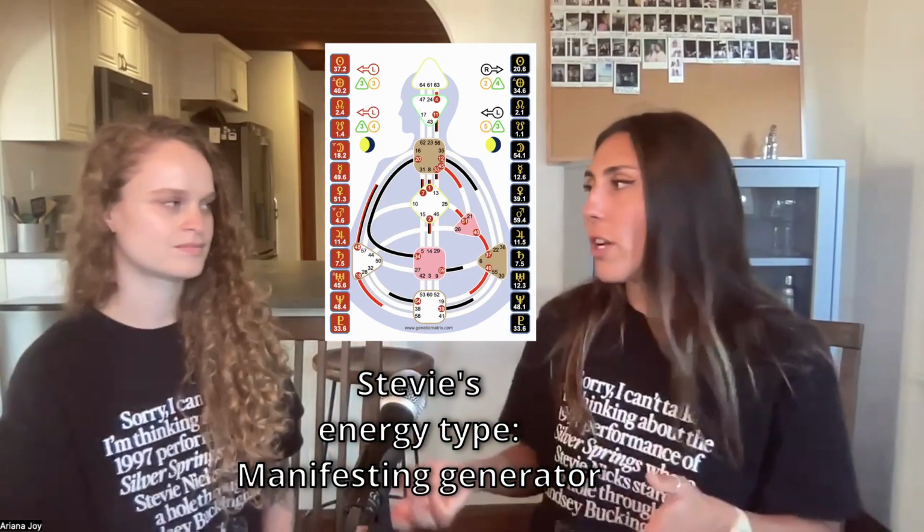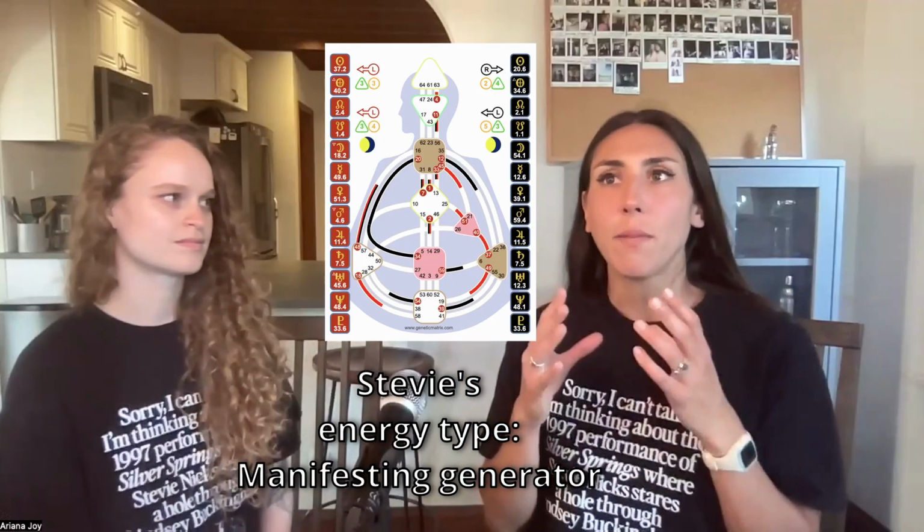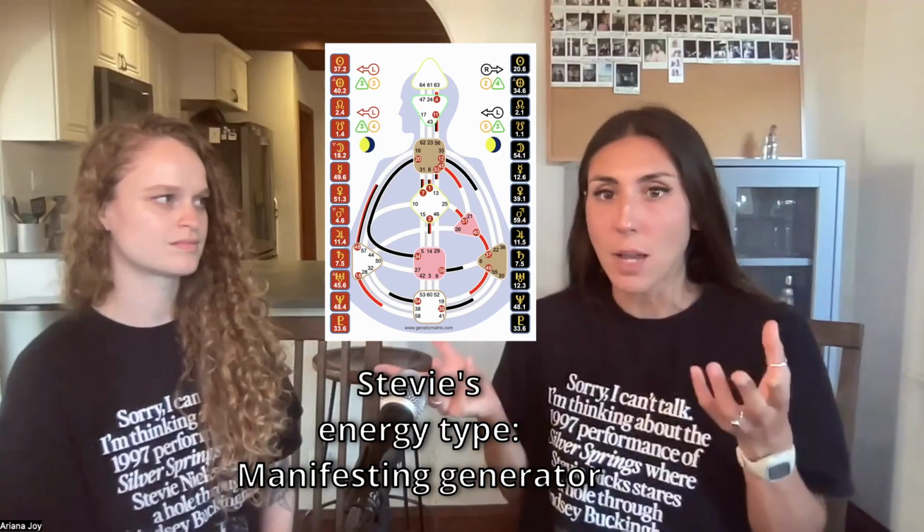So it's not that manifestors aren't here to do what makes them happy, but the main difference here is that Stevie and Lindsey have basically opposite types of auras.